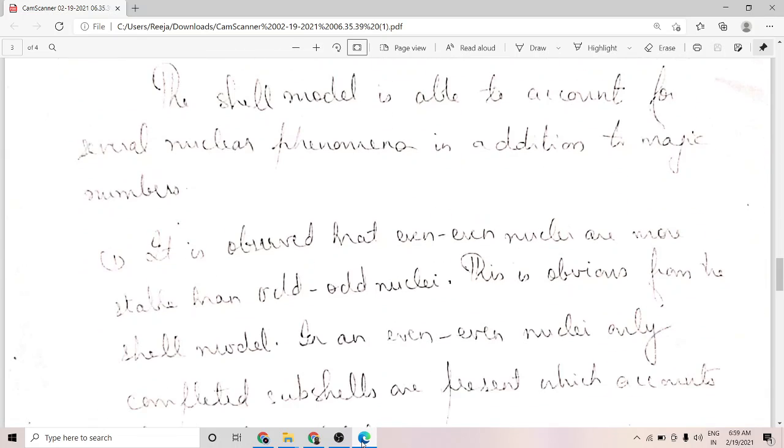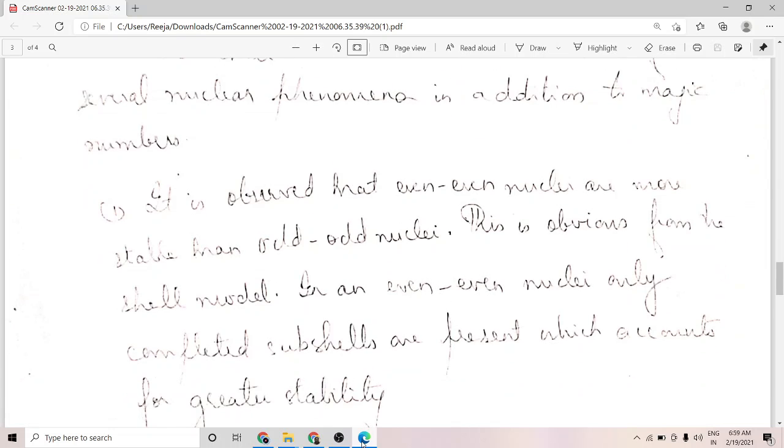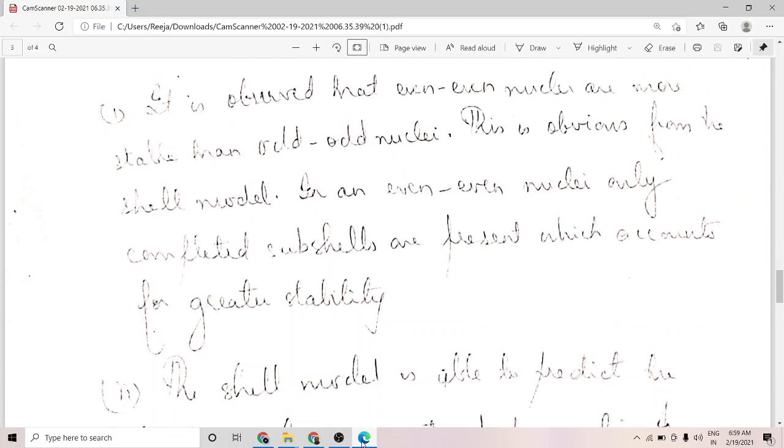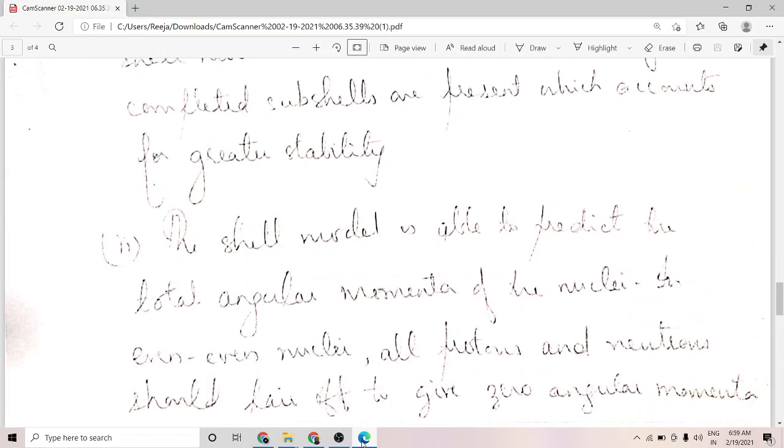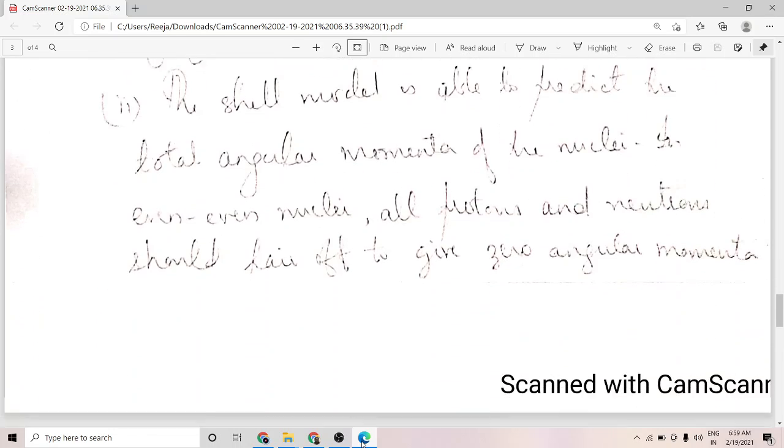Now, the shell model is able to account for several nuclear phenomena in addition to magic numbers. It is observed that even nuclei are more stable than odd nuclei. I have already told you that the majority of the stable nuclei are even, and there are just five stable odd nuclei present. So this is obvious from the shell model. That is, in even nuclei, only completed subshells are present, which accounts for its greater stability. Then the shell model is also able to predict the total angular momentum of the nuclei.